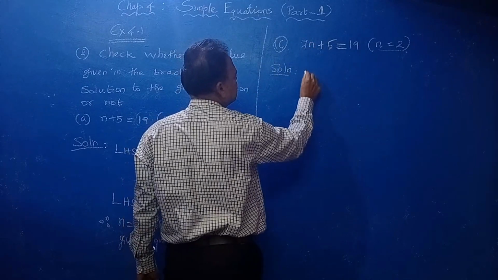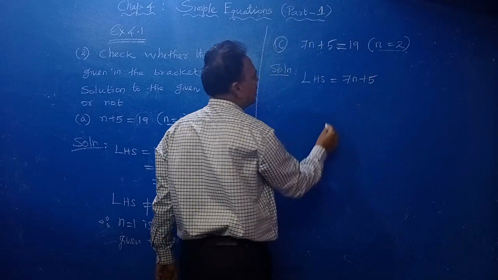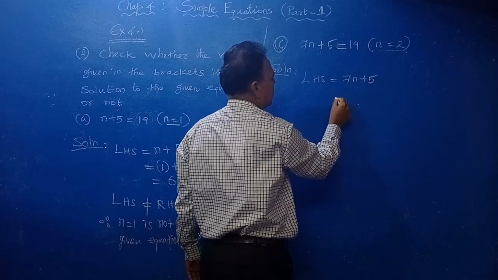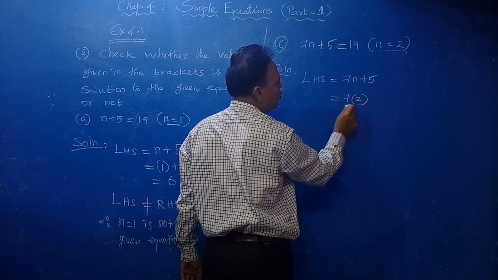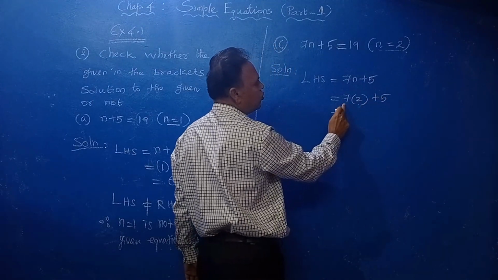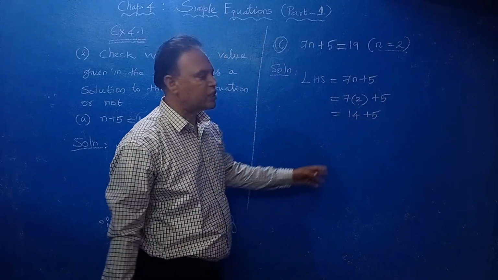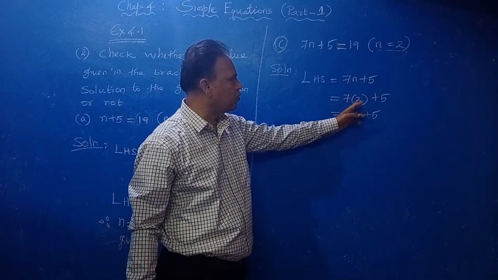Take the left hand side always. What is given on the left hand side? 7n plus 5. Put this n value here. What will you get? 7 into 2. You have to put the value in the bracket. Then only the bracket means multiplication: 7 into 2 is 14, plus 5. Always put the value in the bracket, then only you will multiply.